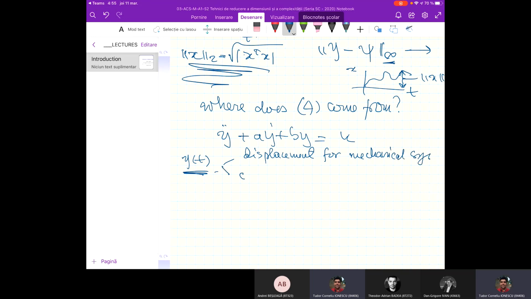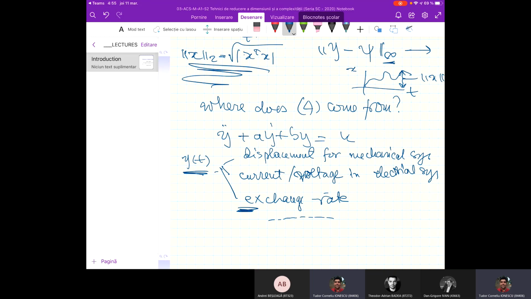It can be a current or a voltage in an electrical system. It can be the exchange rate, but that's a discrete one. Okay, this is a bit far-fetched. Such a system for the exchange rate should be a discrete time system. This is a continuous time, but okay, the exchange rate, and so on and so forth.